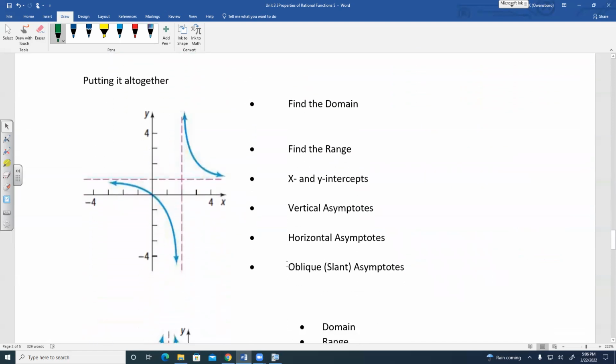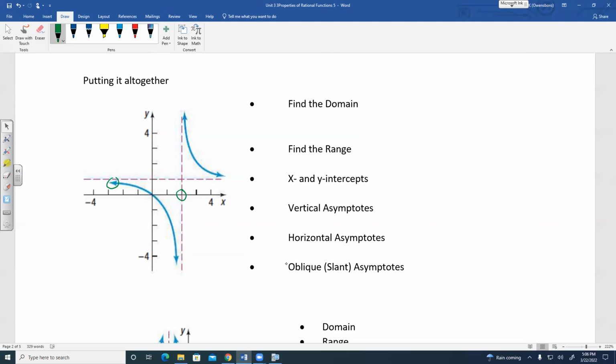So putting it all together. In your assignment, you're going to be required to find the domain, the range, x and y intercepts, vertical asymptotes, horizontal asymptotes, oblique, or slanted asymptotes. So domain is, again, you have to go from left to right. So notice how if I go from left to right, there's a left bound here, but notice how as you go to left, this asymptote gets in the way. Our graph starts to bend away from that and go just down.